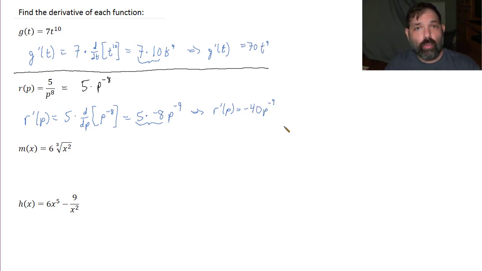Now, if we wanted to write this without a negative exponent, we could write r prime of p is negative 40 times 1 over p to the 9th. And we could even go a little bit further with this. We could write this as r prime of p is negative 40 over p to the 9th.